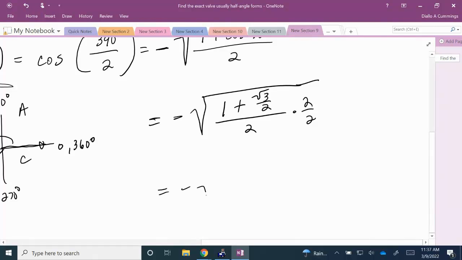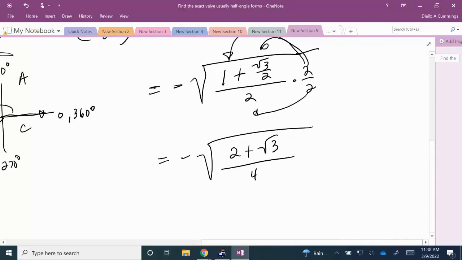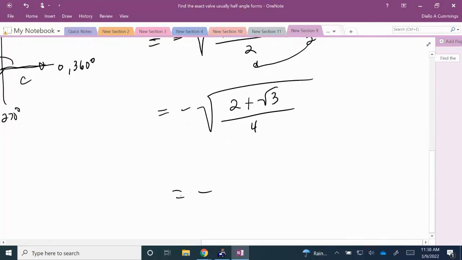The next thing I did was I distributed 2 in the top and in the bottom. So 1 times 2 is 2. The square root of 3 divided by 2 times 2 gives me the square root of 3. In the denominator, 2 times 2 is 4. Then I believe we used the quotient rule for radicals. So we have negative square root of 2 plus the square root of 3 over 2.